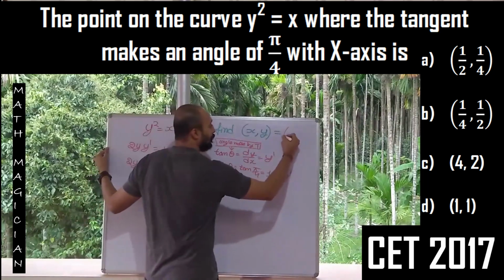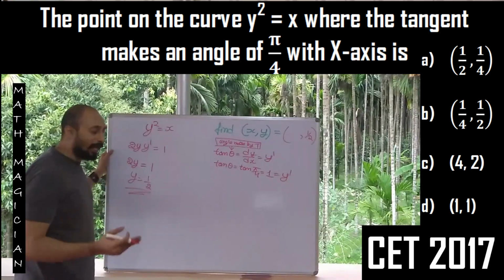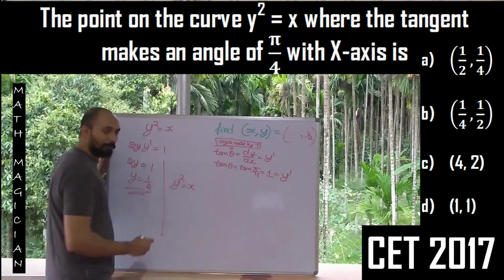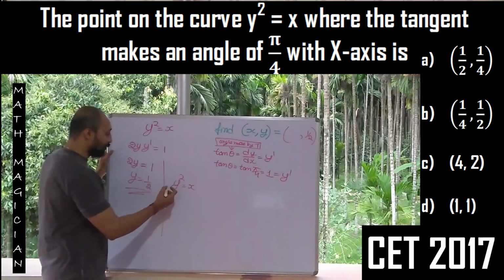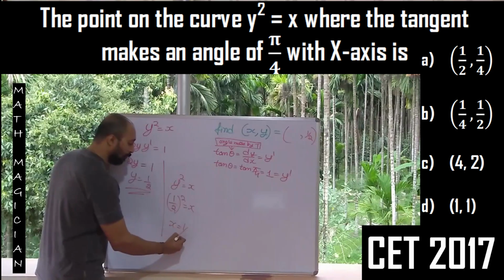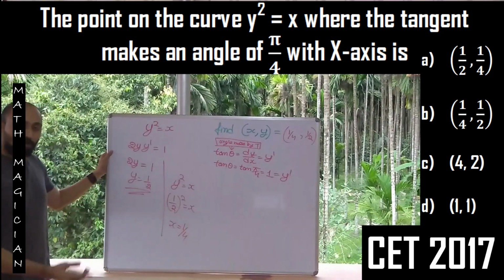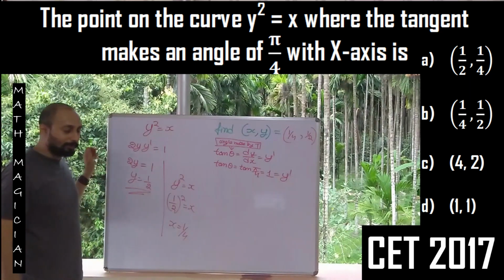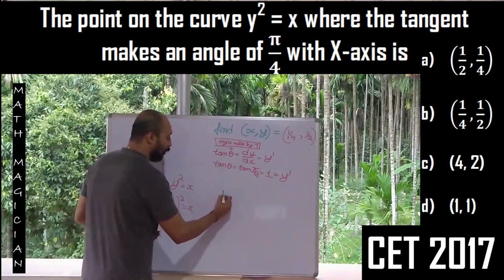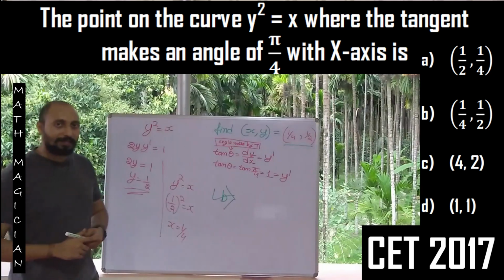Once I got the y value, here y value is 1 by 2, it is time to find the x value. How to find the x value? Take y square is equal to x. Y value is 1 by 2 whole square is equal to x. So x is equal to 1 by 4. So I will be putting x value as 1 by 4. So directly you can get the answer like this. So when you look at the options, option B is your right answer. 1 by 4 comma 1 by 2 is the right answer here.